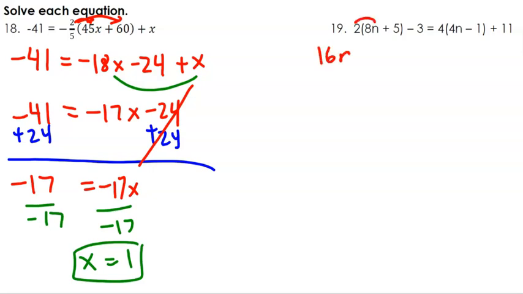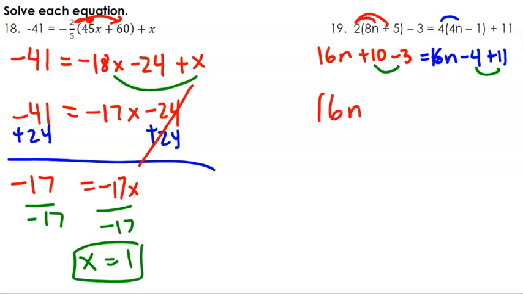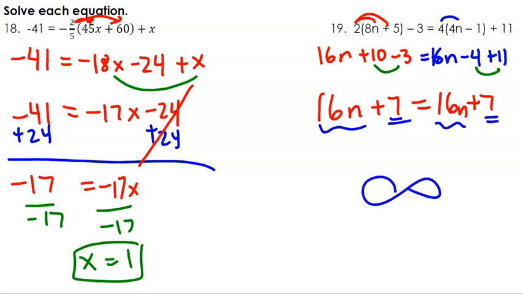Last one, 16n plus 10 minus 3. On the right-hand side, we're going to get 16n minus 4 plus 11. Let's combine some like terms here and here. Looks like I've got 16n plus 7, and on the right I've got 16n plus 7. Do you see it? Do you see the matching variable terms? Do you see the matching constants? Infinite solutions. And that concludes homework number 21.